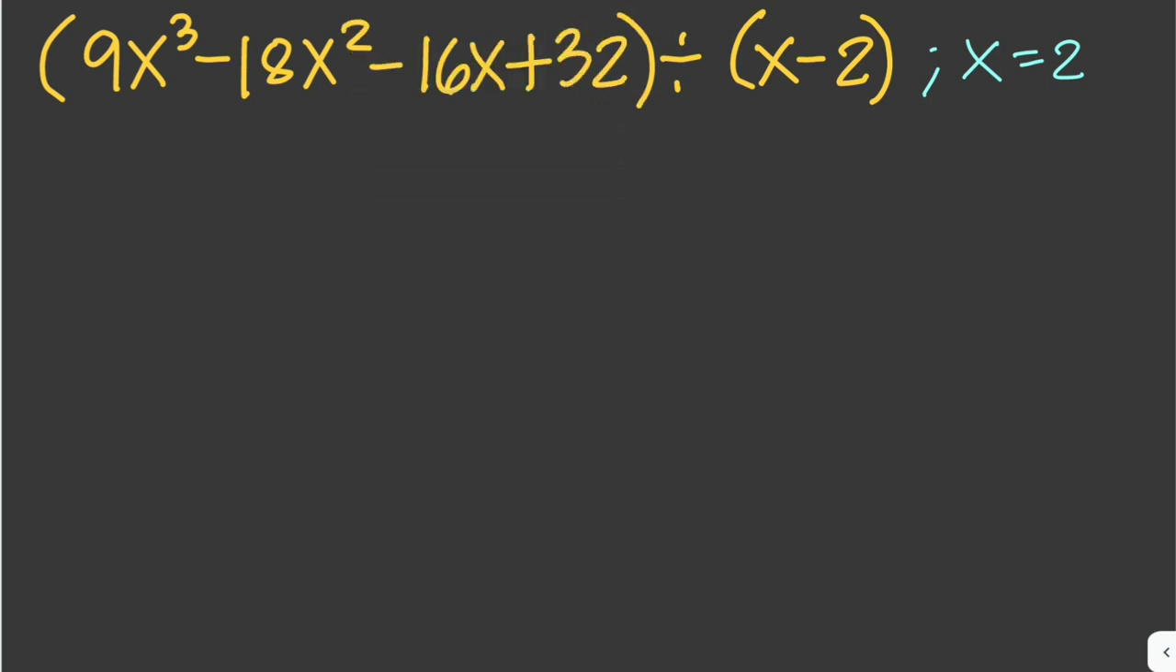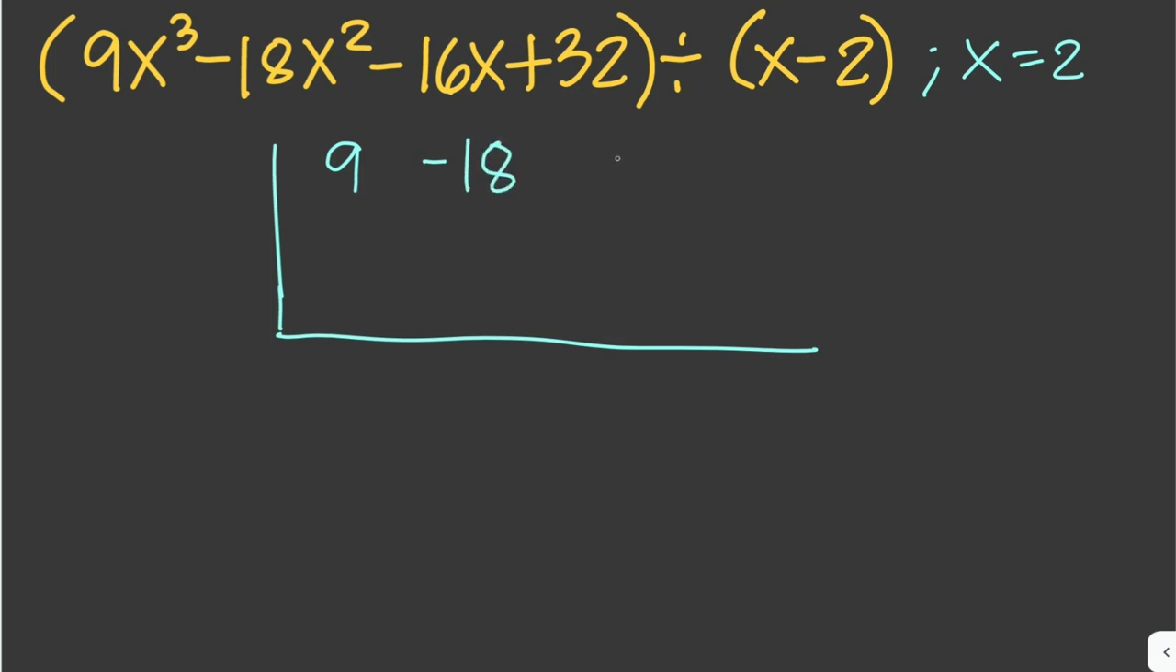And then we get the coefficients of our dividend. So it will be 9. There are no missing terms, so we can just copy the coefficients directly and there is no need to add terms with 0 as coefficients. So negative 18, negative 16, and 32. And then that is our linear factor.